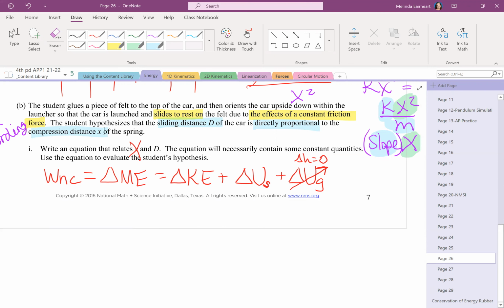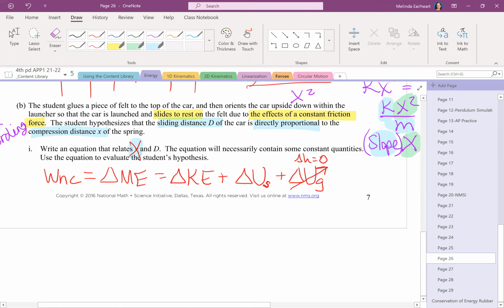Now here's where we need to edit. The original NIMSY actually said V and D, but they haven't set us up for V, and the answer key all addresses X. And so go on and change that to X and D. This compression distance with the sliding distance. Both are distances, be careful. And it says you can include constant quantities and then use the equation to evaluate, correct or incorrect, the student's hypothesis. Again, they hypothesize that the sliding distance is directly proportional to the compression distance.